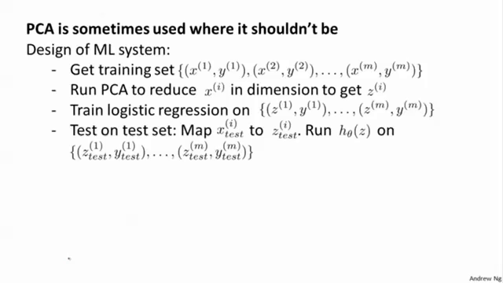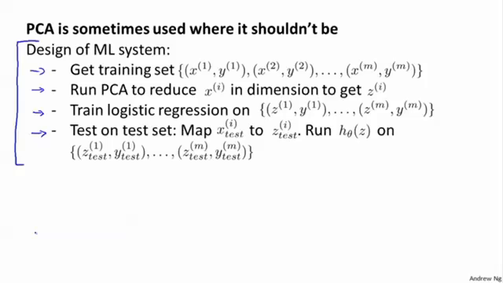So here's a pretty common thing that I see. If someone's designing a machine learning system, they may write down a plan like this. Let's design a learning system. Get a training set, and then what I'm going to do is run PCA, then train logistic regression, and then test on my test data. So often at the very start of a project, someone will just write out a project plan that says, let's do these 4 steps with PCA inside.